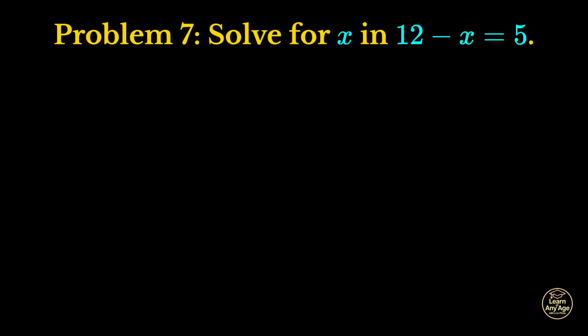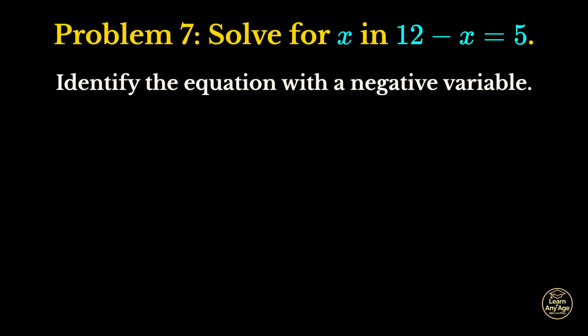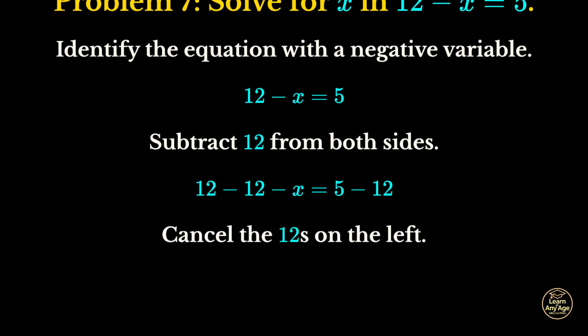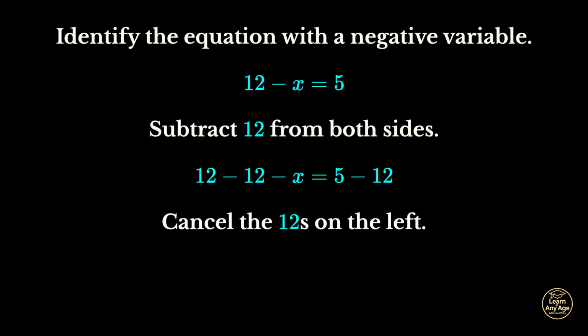Problem 7, solve for x: 12 minus x equals 5. Identify the equation with a negative variable. 12 minus x equals 5. Subtract 12 from both sides. 12 minus x equals 5 minus 12. Cancel the 12s on the left.